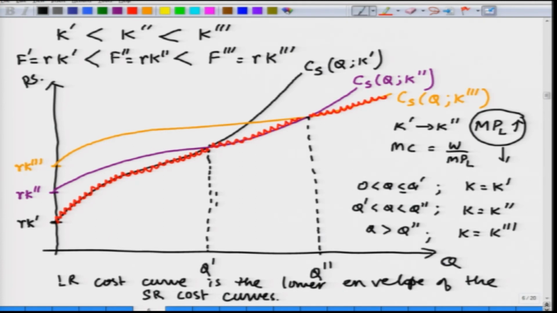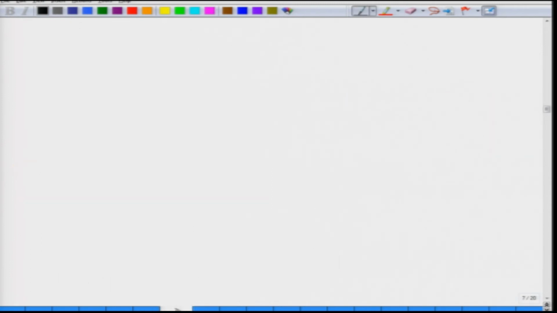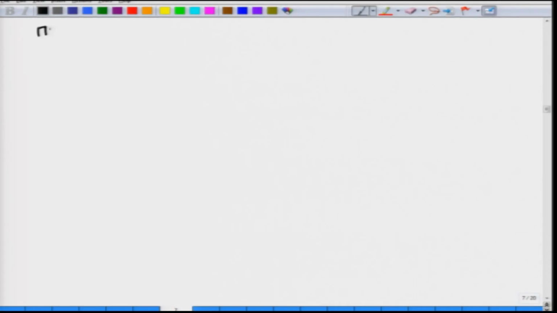Now, with this idea of the short run cost, the average cost, average variable cost and the marginal cost, as well as the notion of what a long run cost means, let us go back to our question of what is the profit maximizing output of a perfectly competitive firm, and recall that the profit of the firm was price times quantity minus the cost.